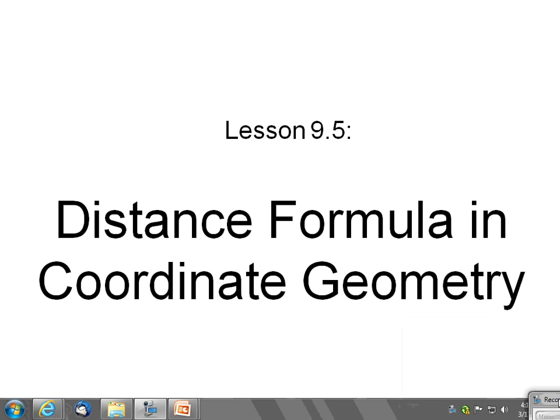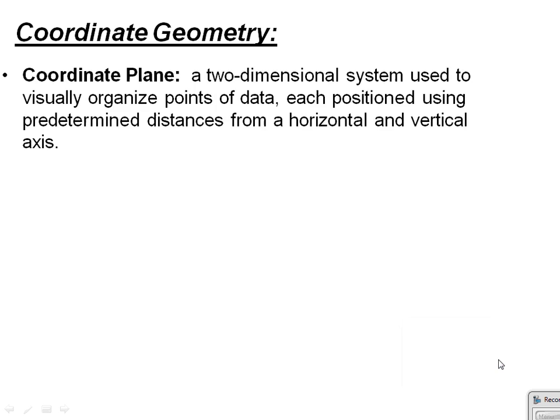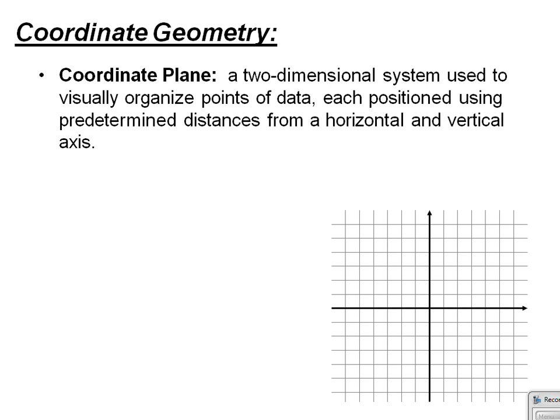Lesson 9.5, the distance formula in coordinate geometry. Now, so far throughout all our book, we have yet to touch coordinate geometry. You've done it before, hopefully, but just to review, coordinate geometry involves a coordinate plane, which is a two-dimensional system used to visually organize points of data, each position using predetermined distances from a horizontal and vertical axis.